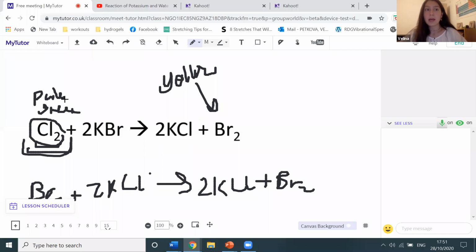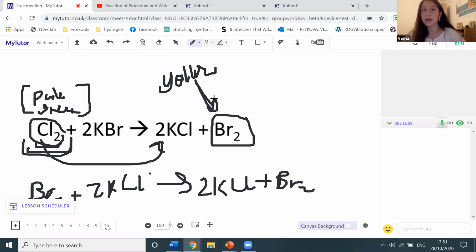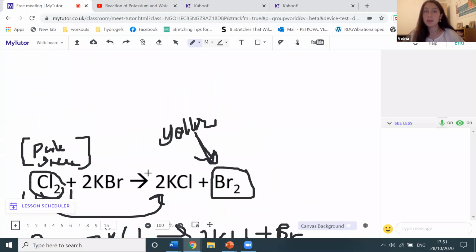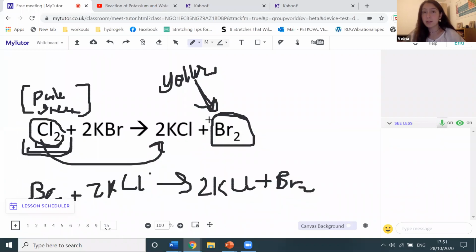If we start with this chlorine, we know that its colour is pale green. Once it's been displaced, it's going to form this colourless salt, and we're going to form this bromine, which is going to have a yellow colour. So that's how you determine the colour change. At the end of the displacement reaction, the colour is whatever the halogen is. The salt doesn't have a colour, but whatever the halogen is by itself, that is the colour of the end solution. Does that make more sense to Joe?